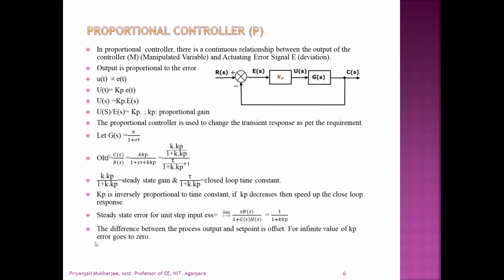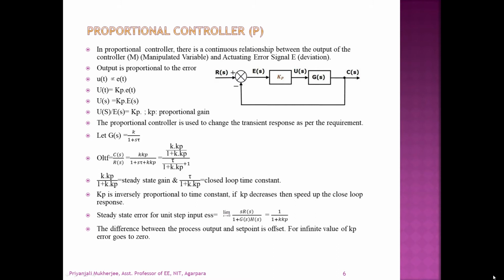Next, we need to calculate the steady state error. For the unit step input, we apply the formula limit s tends to 0 of s R(s) by 1 plus G(s)H(s), and for the unit step input, R(s) becomes 1 by s. So this becomes 1 by 1 plus K into Kp. Here also the steady state error is inversely related to the value of Kp. When Kp is increased, the steady state error decreases. But only when Kp is infinite does the steady state error become 0.